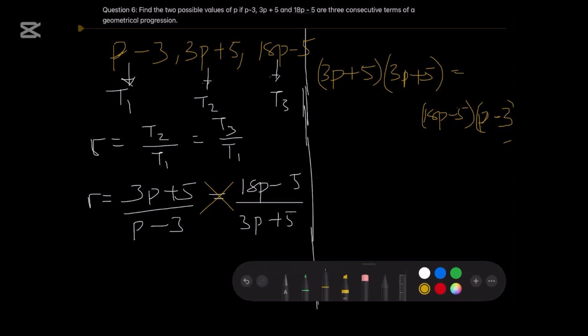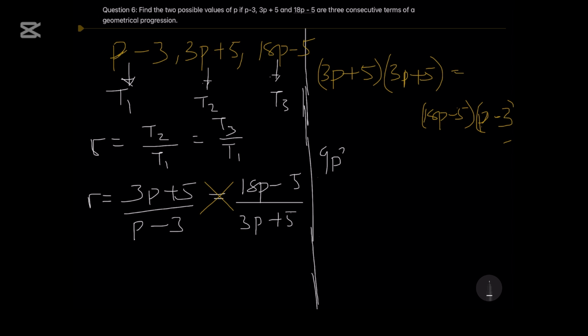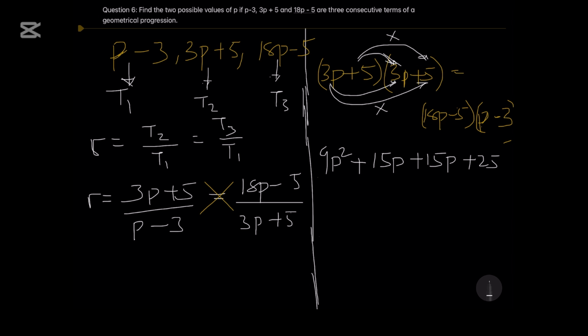So now we have expanding, we have 9p square, that is this, we multiply this, we multiply this, and then this we multiply this, we also multiply this. So expanding, we have 9p square plus 15p plus 15p plus 25. So let's say this is our left hand side, and then this is our right hand side. So simplifying the left hand side, we have 9p square plus 30p plus 25. So these are our left hand side.